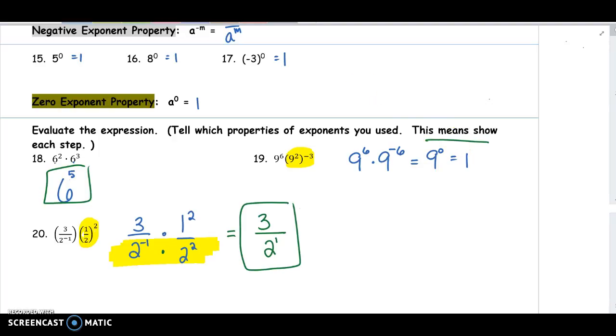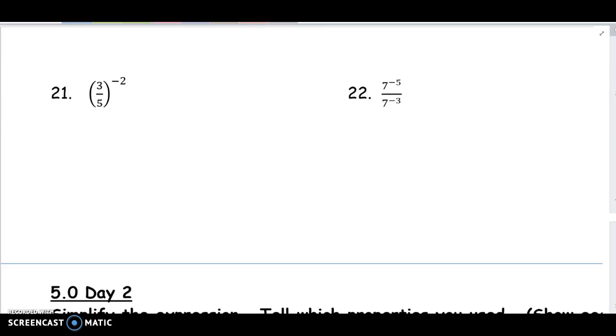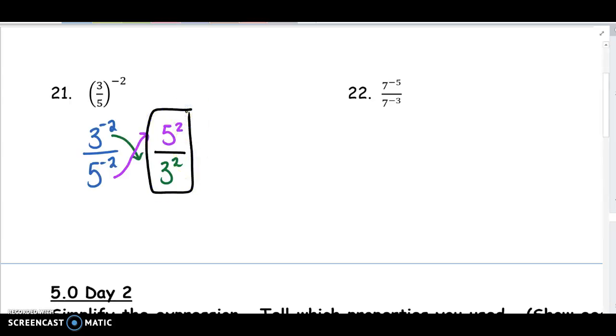Turn the page. Oops, we have one more example. 3/5 raised to the negative 2. Using the property about parentheses, you take that negative 2 and apply it to everything inside the parentheses. So 3 to the negative 2 over 5 to the negative 2. The 3 to the negative 2 in the numerator is going to move to the bottom and become 3 squared in the denominator. The 5 to the negative 2 in the denominator is going to move and become 5 squared in the numerator. So our answer is 5 squared over 3 squared.